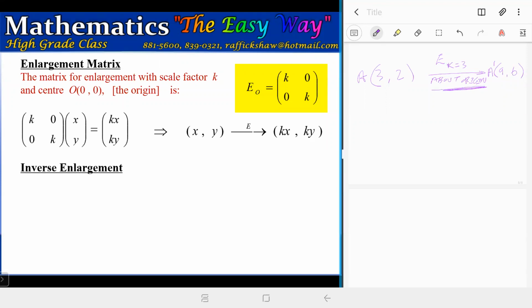Inverse of an enlargement. Suppose I carry out an enlargement of scale factor 2 about the origin. Common sense: what will be the inverse of that enlargement? That enlargement of scale factor 2 is going to make something get twice the size and push it twice the distance away from the origin. Tell me, what would be the inverse of that enlargement? Somebody can tell me.